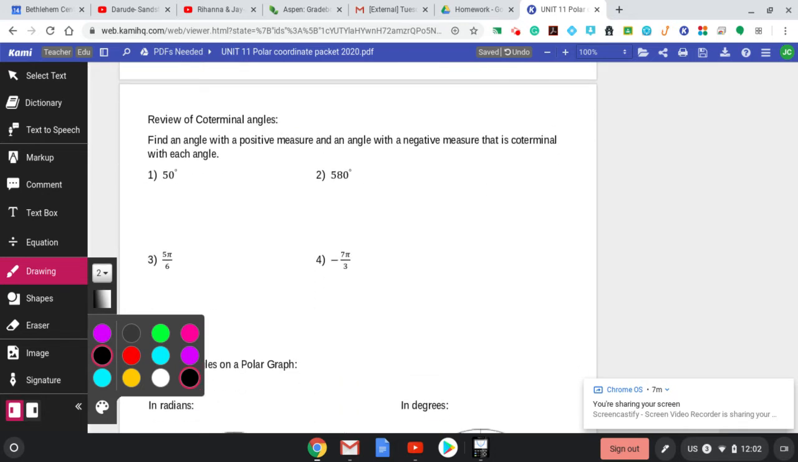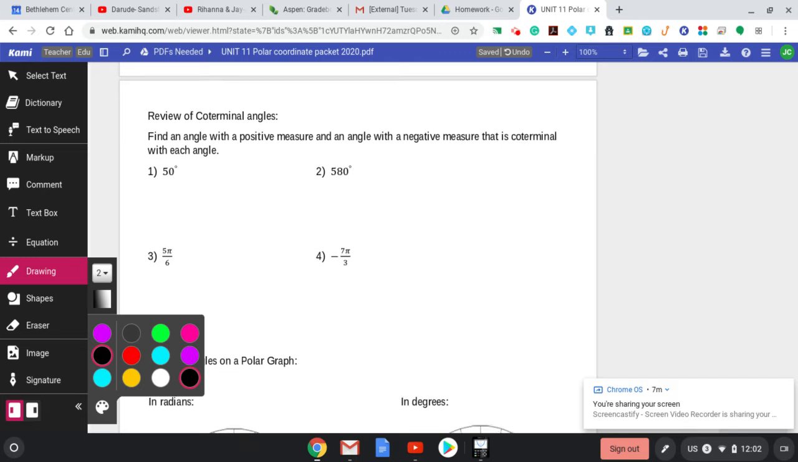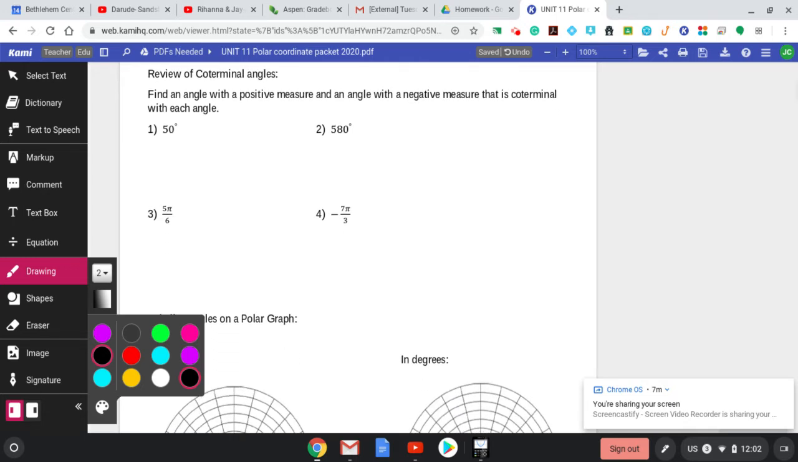All right, next up, coterminal angles. You need to find an angle that's got a positive measure and an angle that's got a negative measure that's coterminal. So at the end of these problems, I need a positive angle and a negative angle. But first, we got to review what coterminal meant.